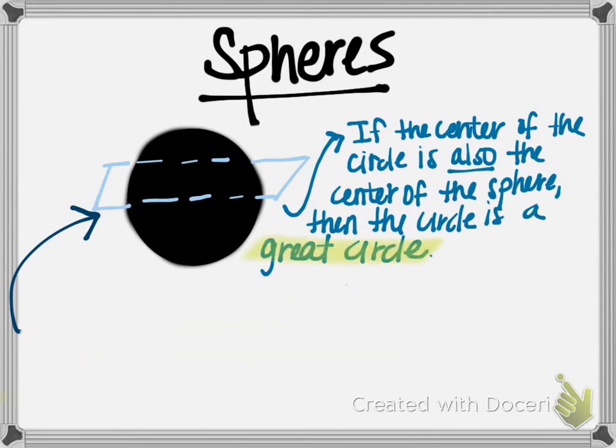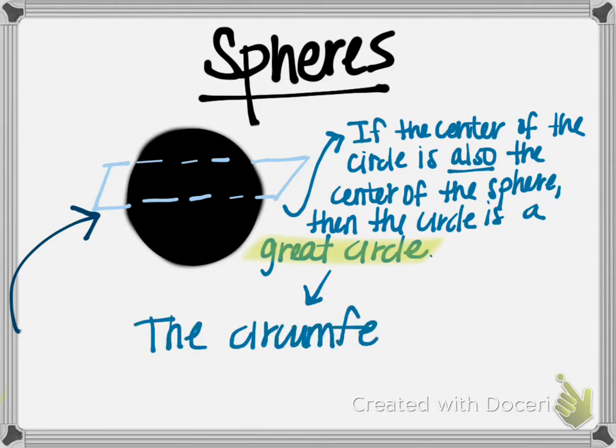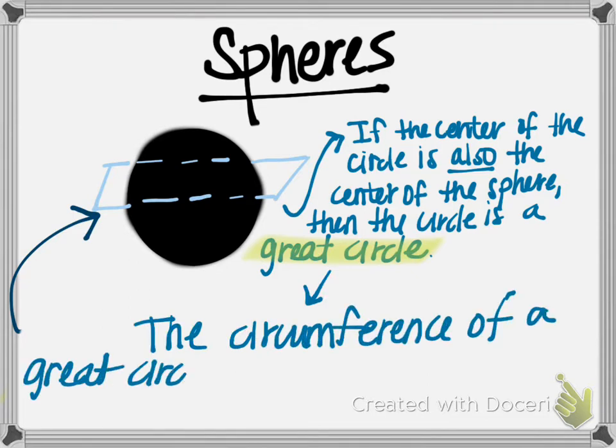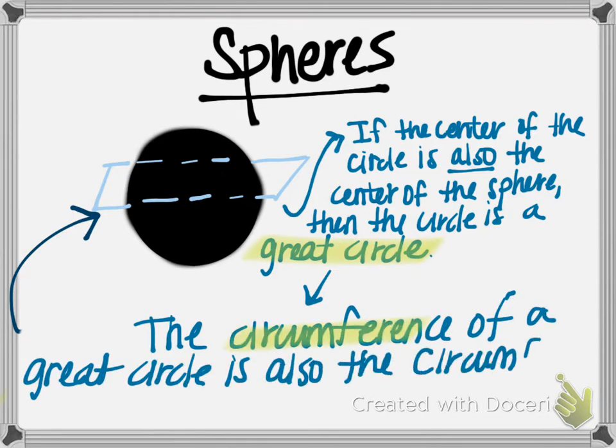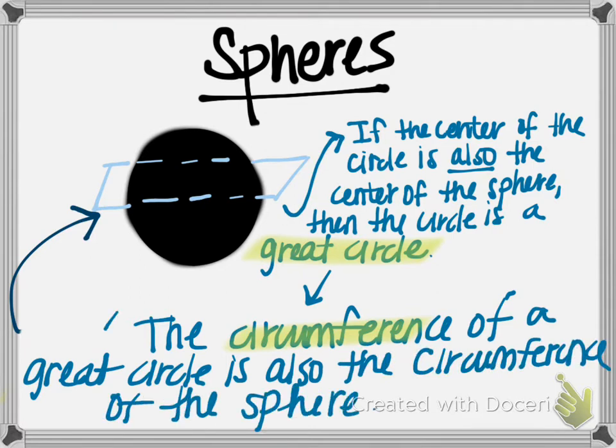Okay. If the center of the circle is also the center of the sphere, then this circle is a great circle. So in other words, if it's being cut completely in half, the circle that is formed is called a great circle. And the circumference of this great circle is also the circumference of this sphere.